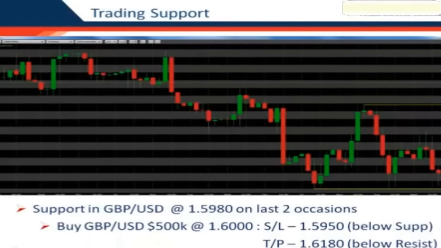As a result, a trader can buy 500,000 sterling around about 159.80 or a little bit above, so at 160 the figure, leaving a stop loss below the support at 159.50 and a take profit towards the previous resistance or the last major high at 162, so you can leave your take profit at 161.80. Let's see what happened.